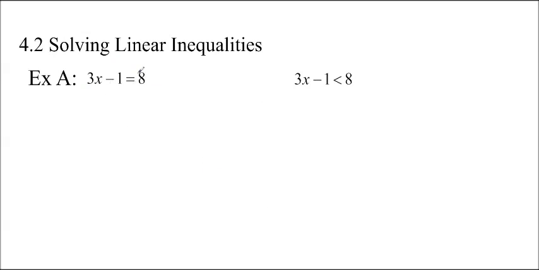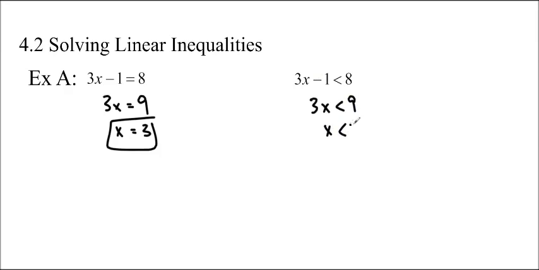So we know how to do this equation pretty quickly. We can just move that 1 over and then we divide by 3 and we get the answer x equals 3. When you have an inequality, it's actually almost exactly the same. In this case, we're just moving the 1 over again and we're dividing by 3 and we get an answer.